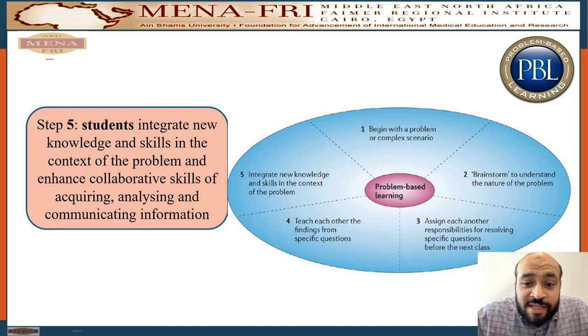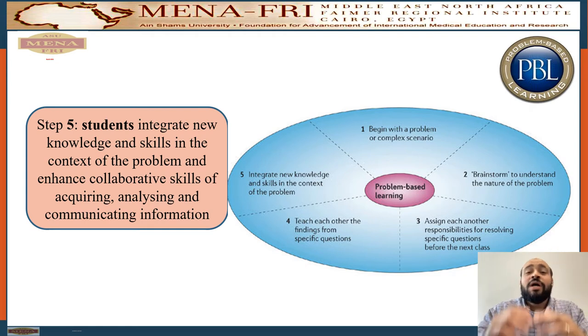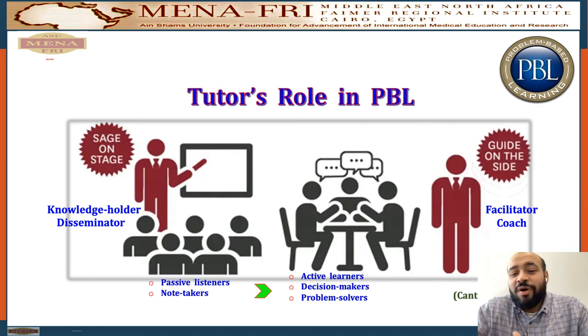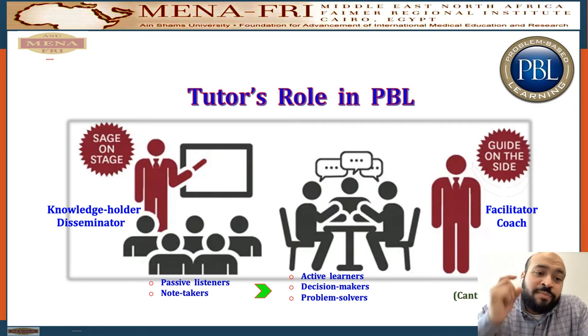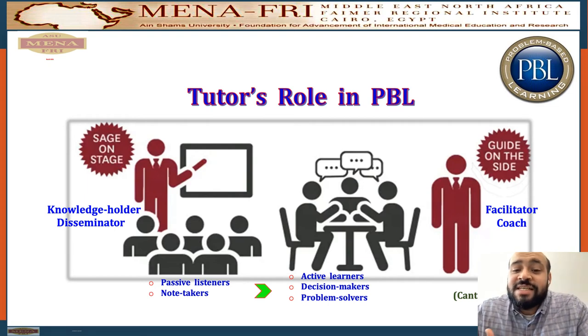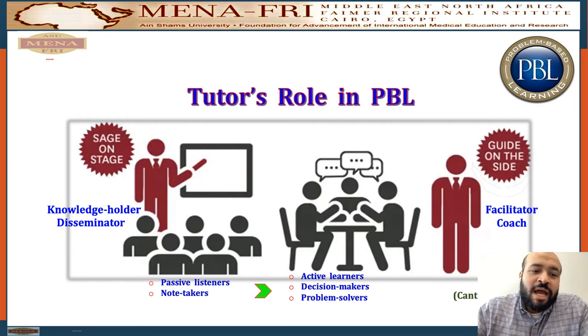During this journey, the target is not to solve the problem, it's to acquire the skill to solve other problems. And we will always compare it to the traditional method we have learned. It's being a guide on the side, rather than a sage on a stage. You will be a facilitator, coach, rather than a knowledge holder, disseminator. You will be an active learner rather than just a passive learner.